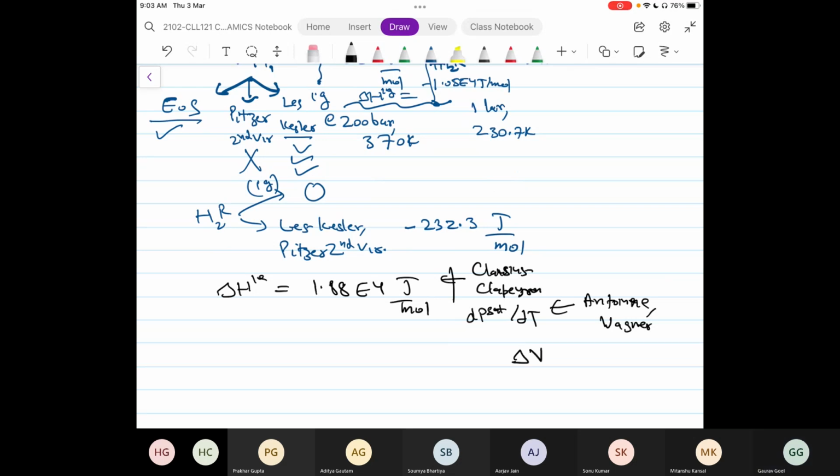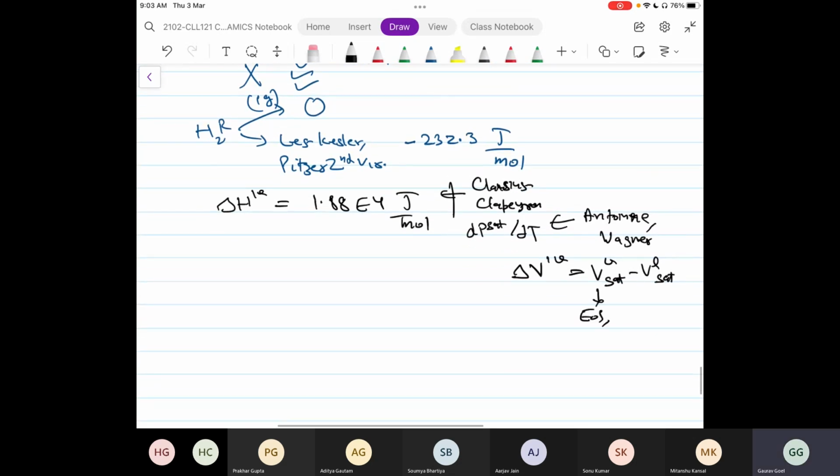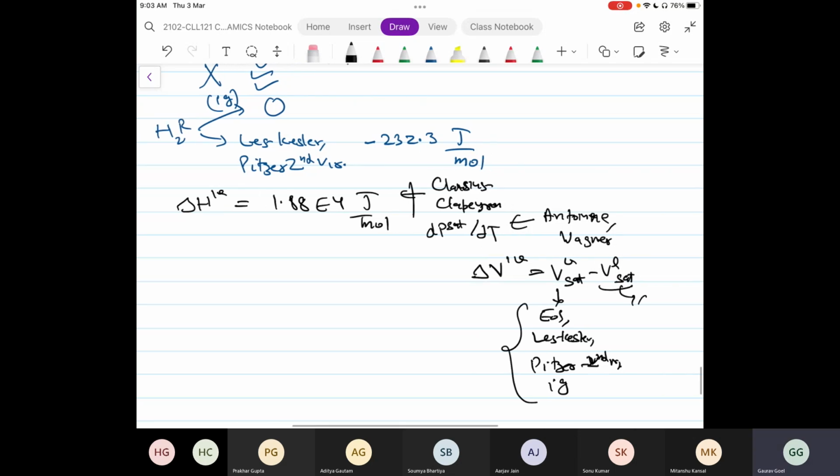Delta V you will need. You can get this either from an equation of state, or Lee-Kesler, or Pitzer second virial, or say it is low pressure, I will use ideal gas. All of those again would be equally accurate. For the liquid, you say it is much smaller than the vapor, so take it to be 0. Okay, so those are the engineering approximations.